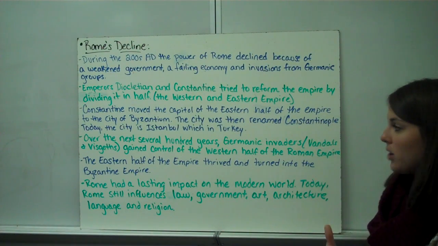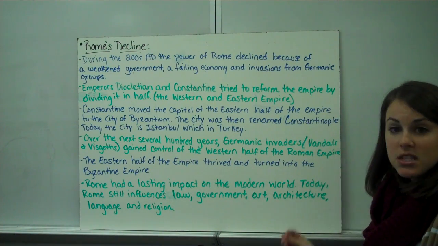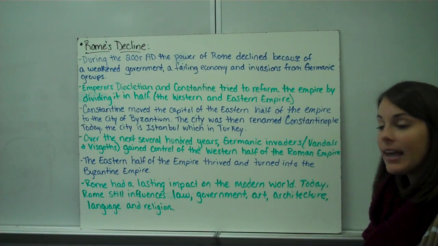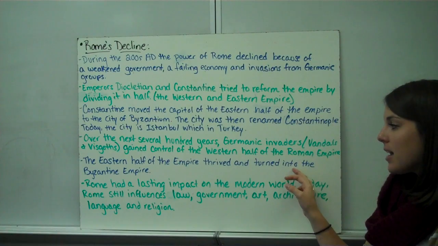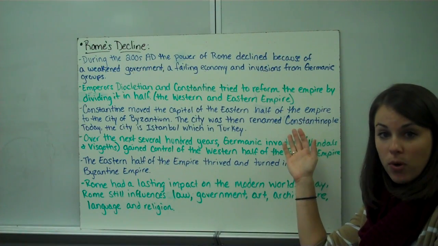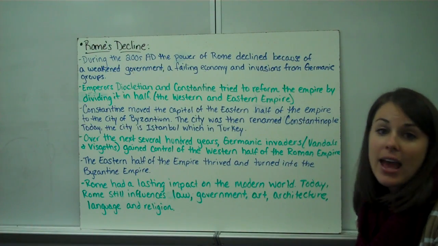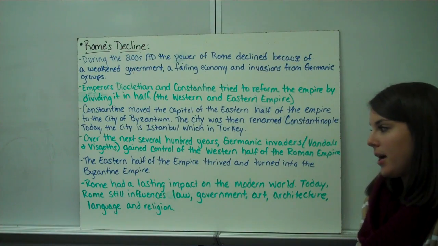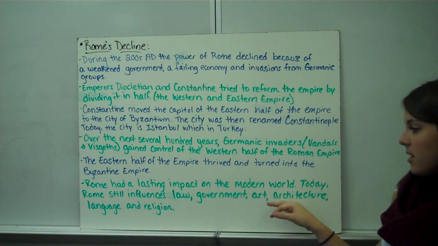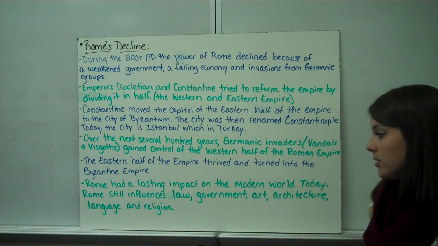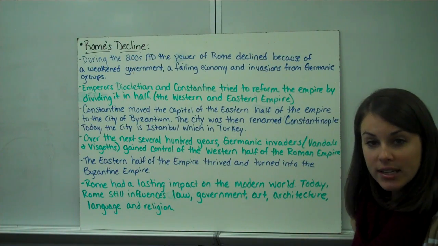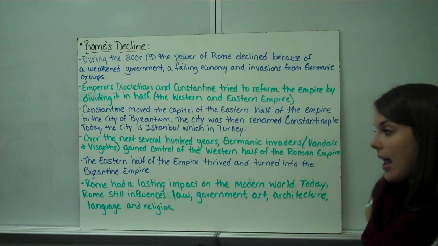Over the next several hundred years, Germanic invaders, specifically the Vandals and the Visigoths, gained control of the western half of Rome. The eastern half of the empire, where Constantinople was, thrived and actually turned into the Byzantine Empire. Rome had a lasting impact on the modern world. Today, Rome still influences law, government, art, architecture, language, and religion.